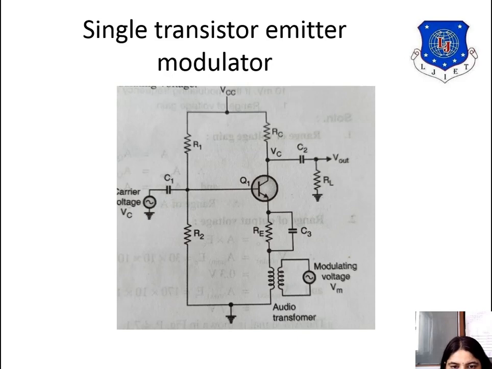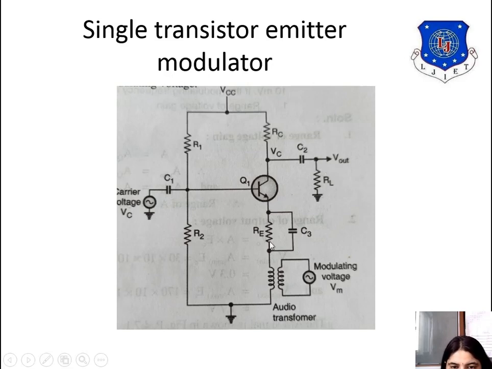Now this circuit has two inputs: one input is the modulating signal Vm through the audio transformer, and the other is the carrier voltage Vc. When the modulating signal is absent, only the carrier signal is present, and this circuit will totally work as a class A amplifier, and we get only the amplification of the carrier signal at the output point.